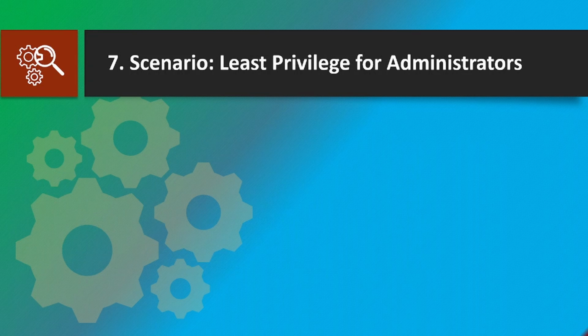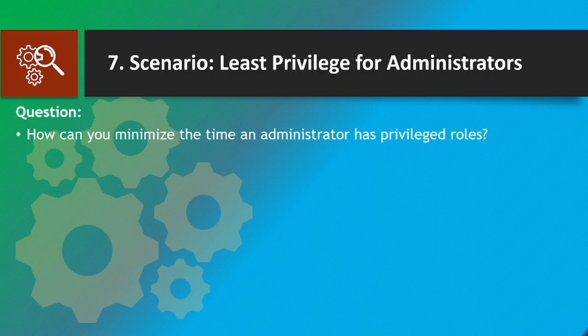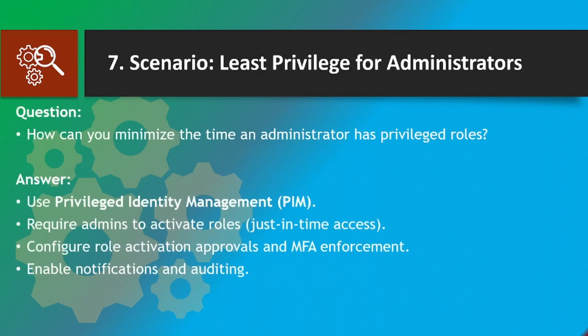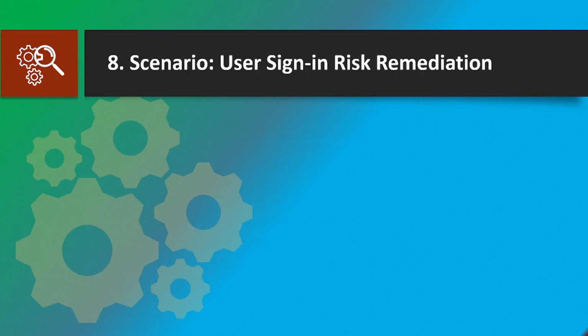Moving to next one. Seventh scenario, least privilege for administrators. Question: how can you minimize the time an administrator has privileged roles? Answer: use privileged identity management, PIM. Require admins to activate roles, just-in-time access. Configure role activation approvals and MFA enforcement. Enable notifications and auditing.